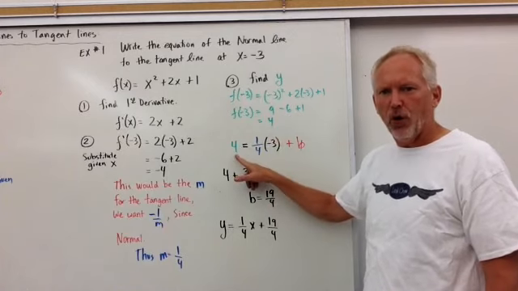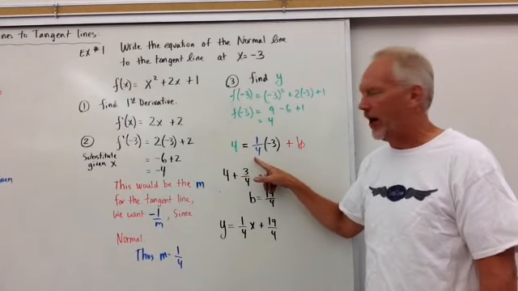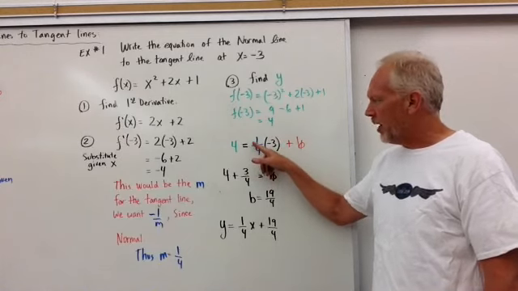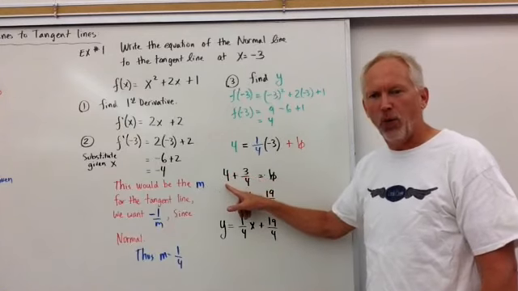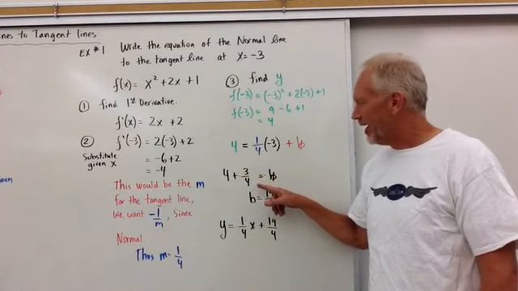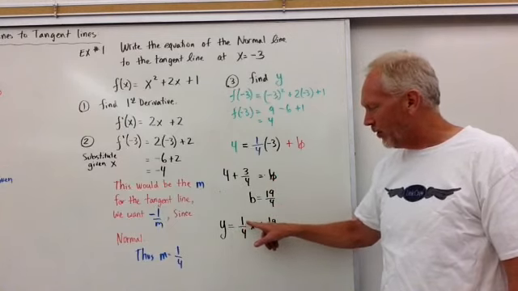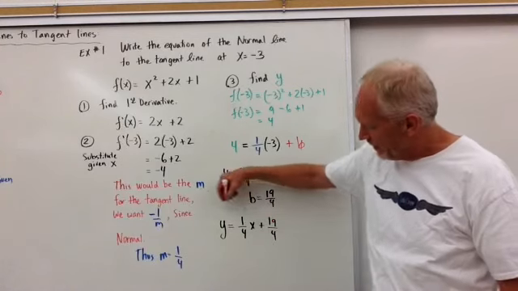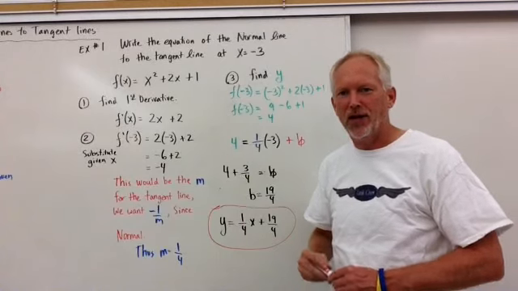So we get 4 as the y value is equal to 1/4, positive. That's the m value. Negative 3 is the x. And once we multiply here, this is negative 3/4. So we add 3/4 to the other side. And 4 we can break up into 16/4. So 16/4 plus 3/4 is 19/4. And then we're at y equals 1/4 x plus 19/4. And that is your normal line equation to the tangent. All right.